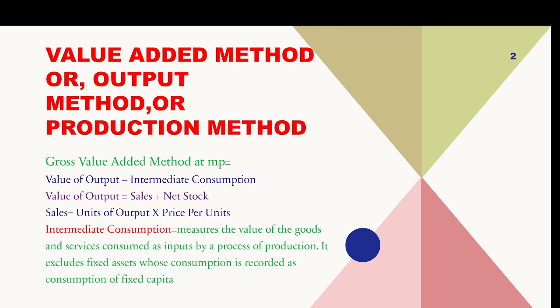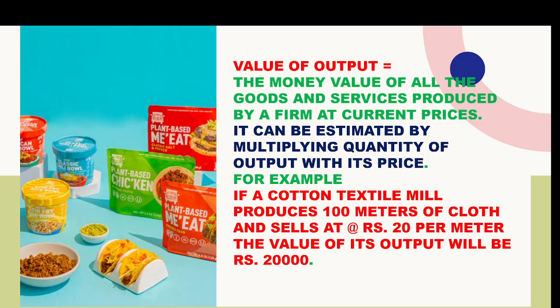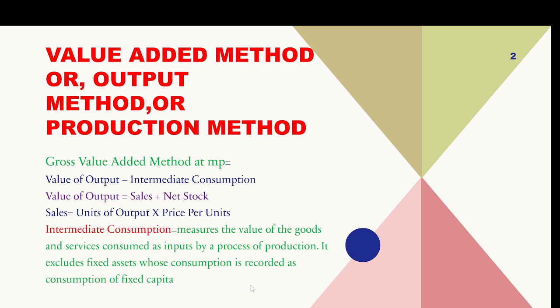Students, you know that in the value added method, first of all, you will see there is a gross value added. First, you find out gross value added at market price. The formula is value of output minus intermediate consumption. Value of output minus intermediate consumption.